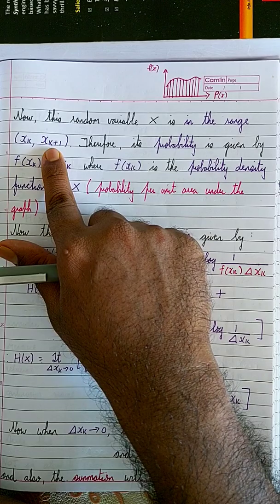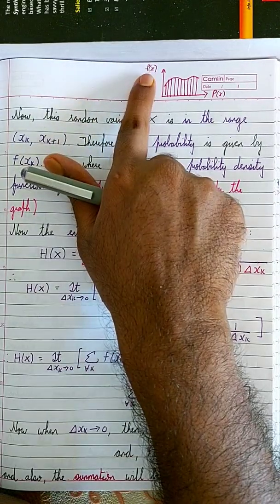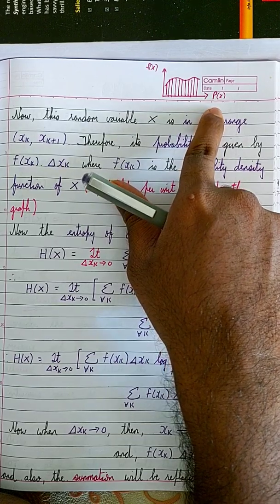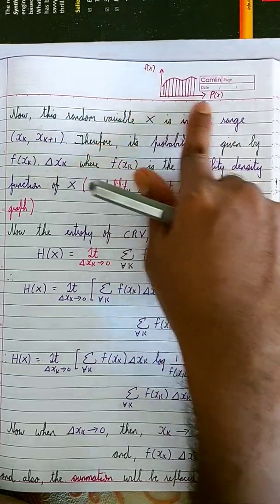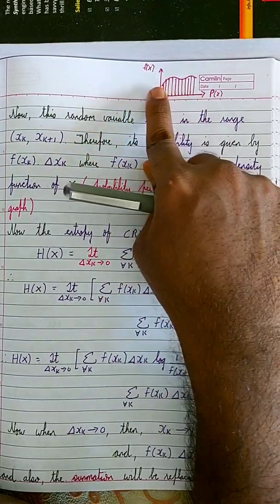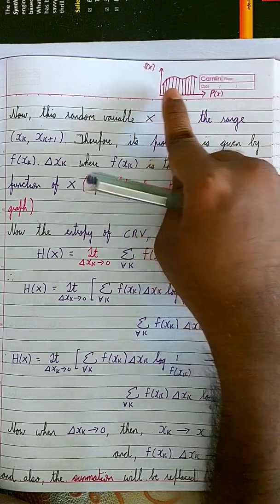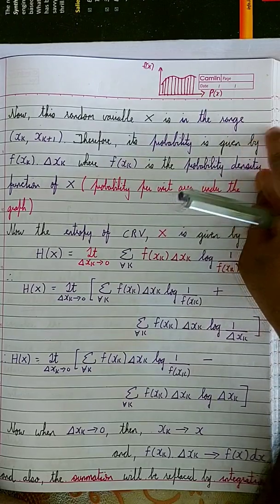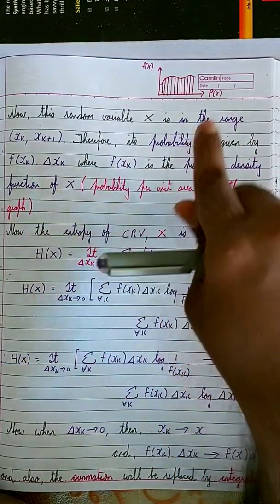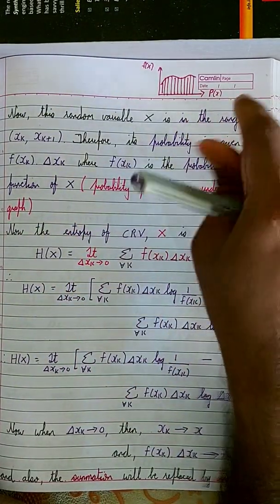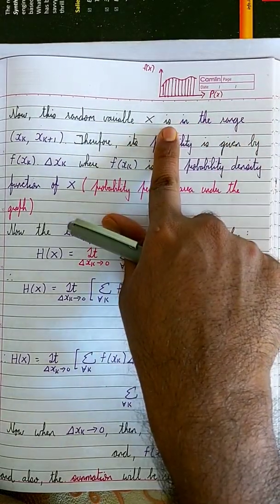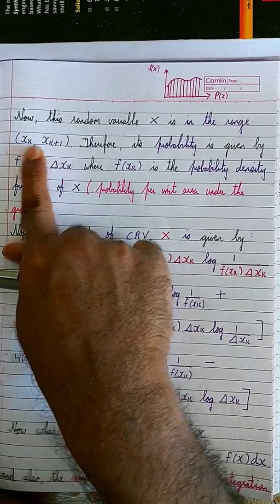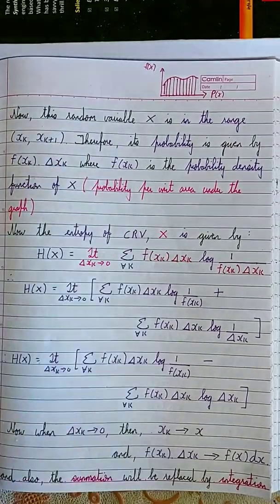We all know that there is a term called the probability density function, which is a function of the probability of a random variable. Its unit is probability per unit area. That is the unit of a probability density function. And what is the area? Like I said, the area is in the range between xk and xk plus 1. And what is the area between xk and xk plus 1?